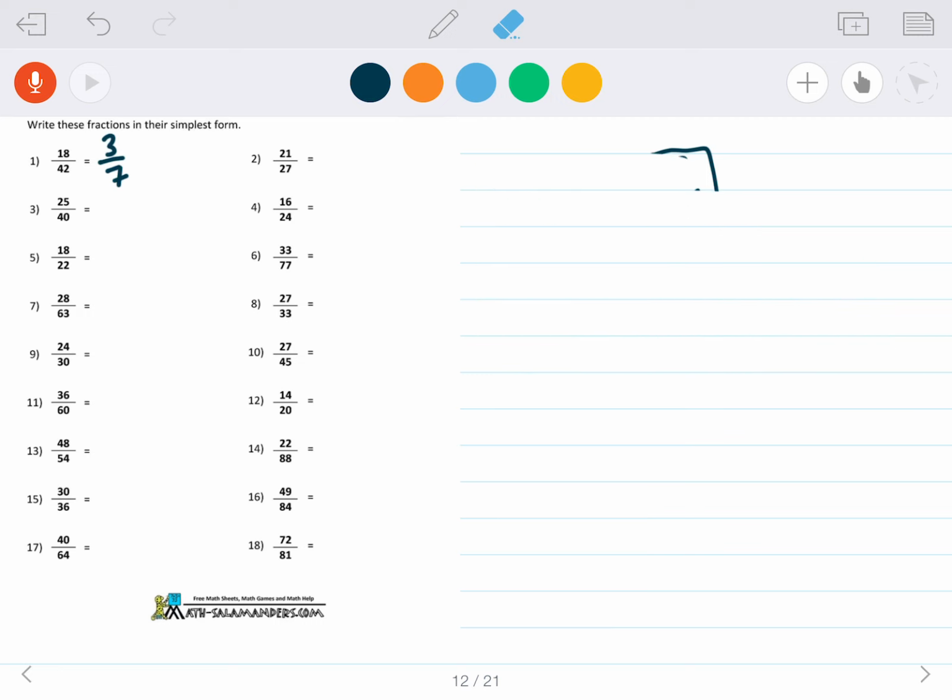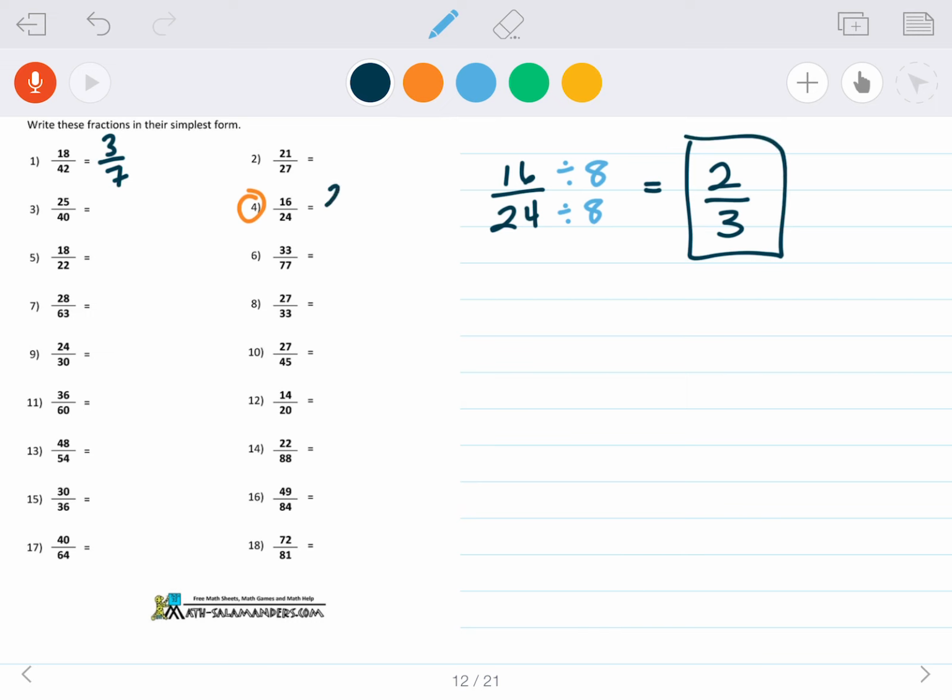I'm just going to do a few more of these. Let's go ahead and look at this one, 16 over 24. So 16 and 24, I'm thinking these guys can both be divided by 8 evenly. So if I divide top and bottom by 8, 16 divided by 8 is 2, and 24 divided by 8 is 3. And I cannot go any more. So my answer here is 2 over 3.